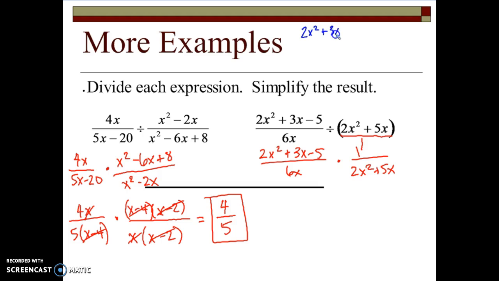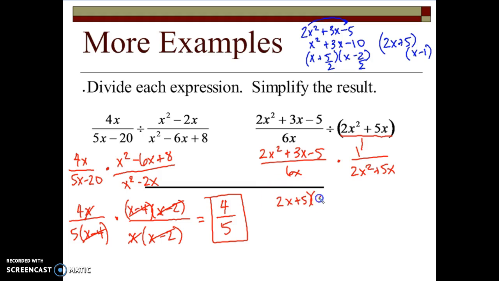So 2x squared plus 3x minus 5, multiply a and c. Alright, to multiply to negative 10 but add to 3, it's going to be 5 and 2. So positive 5, negative 2, and then divide by 2. So it becomes 2x plus 5 times x minus 1. So we have 2x plus 5 times x minus 1.